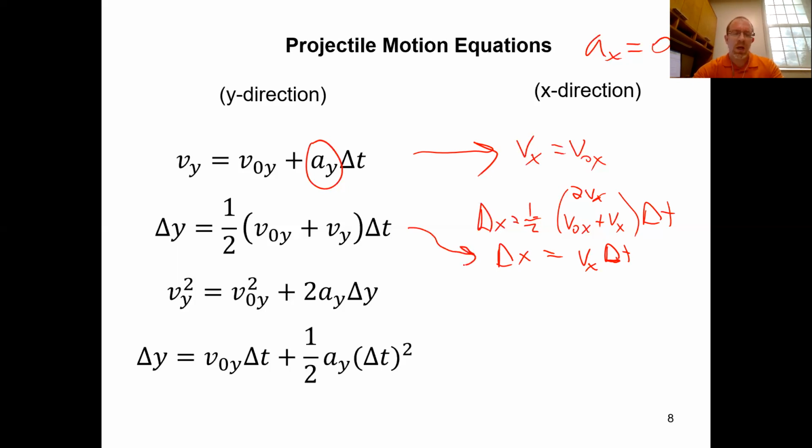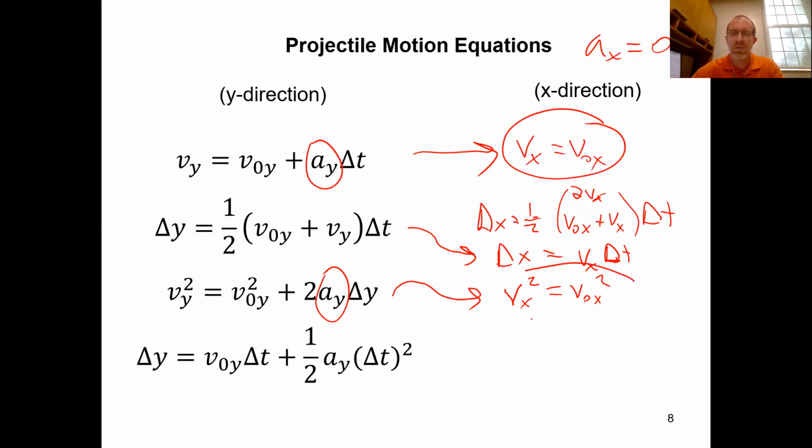What about the next equation? This one, I've got that acceleration in there again. Of course, I know I'm using the y equations to talk about the motion in the x direction. Hopefully y'all can see what I'm doing here. If I'm worried about the x direction and my acceleration is 0, that third equation is just going to reduce to Vx squared is equal to V naught x squared. My velocity stays the same. These guys are basically the same thing. Take the root, they're the same thing.